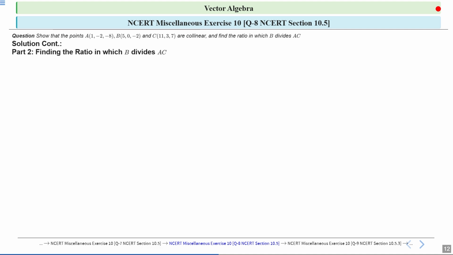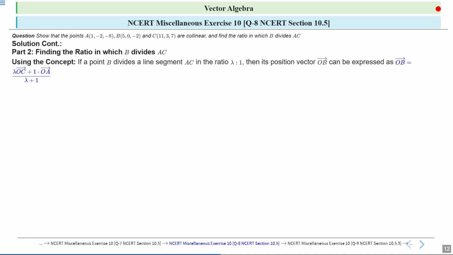Part 2. Finding the ratio in which B divides AC. Now using the concept, if a point B divides the line segment AC in the ratio lambda is to 1, then its position vector OB can be expressed as OB vector is equal to lambda OC vector plus 1 OA vector upon lambda plus 1. Here OA vector, OB vector and OC vector are the position vectors of the points A, B and C respectively relative to the origin.